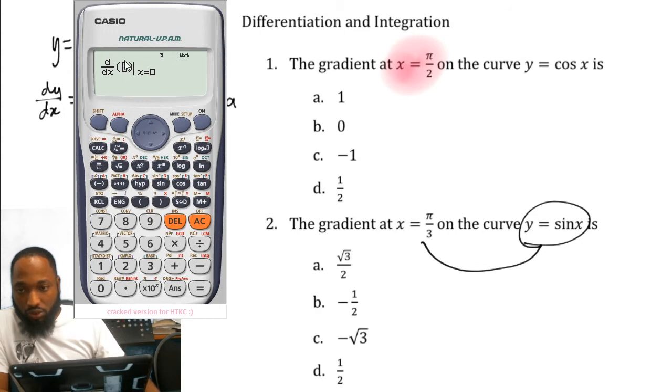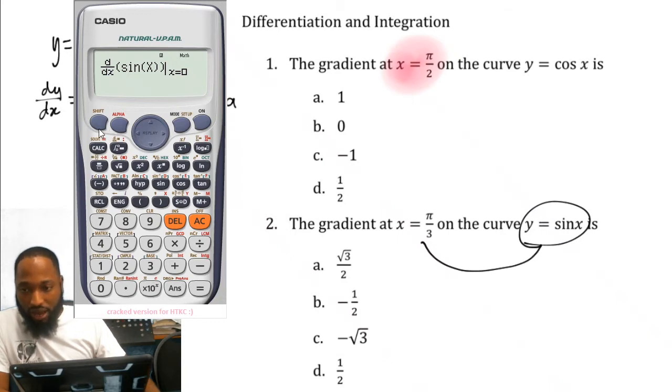Now notice you're seeing 2 brackets here. That's why you need to put in your function. You need to put in your sine x. Sine, open brackets, x. So you're pressing alpha x. Don't forget to close the brackets. And now you're selecting what value of x you're looking at.